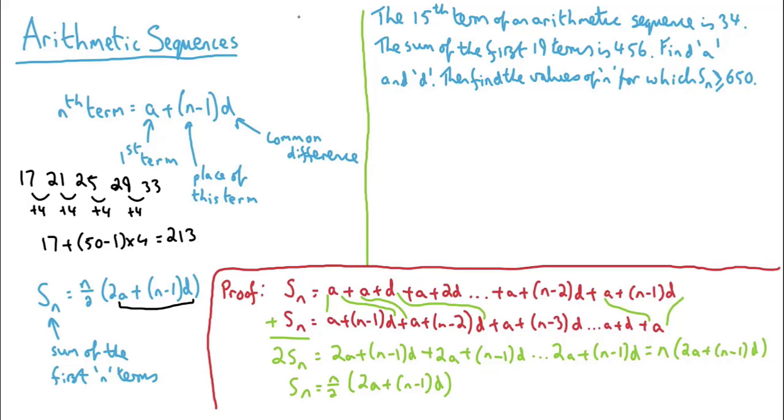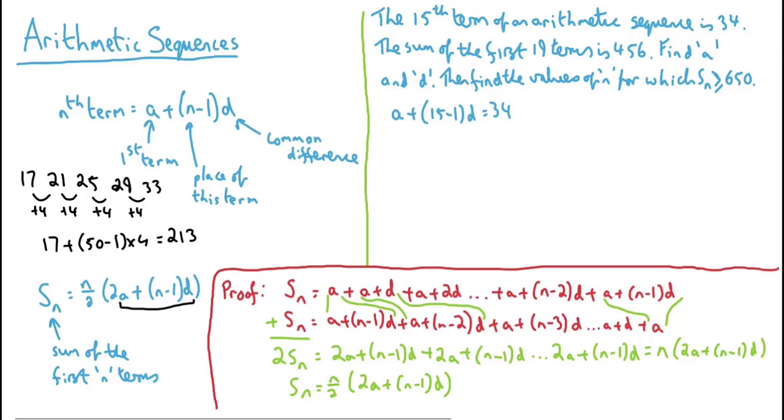To deal with the first part of the question, finding your a and your d, to have some a and d's, we need some expressions that contain them. If the 15th term of the arithmetic sequence is 34, we're saying that your a term, whatever that is, added to 15 minus 1 d, equals 34. So a plus 14d. As for the second sentence, we're saying the sum is 456, so we'll have 19, which is your n, over 2, then brackets 2 lots of your a, plus 19 minus 1, d equals 456.